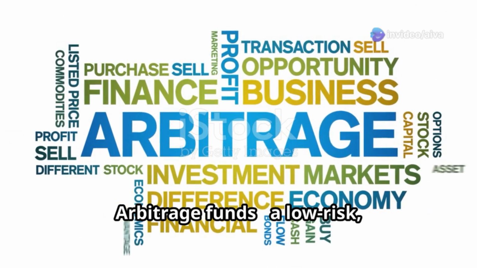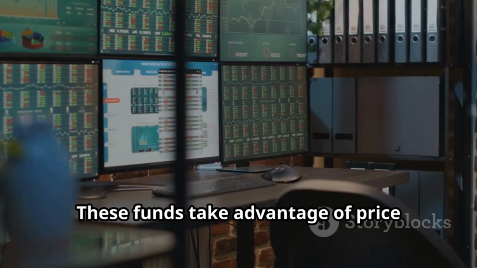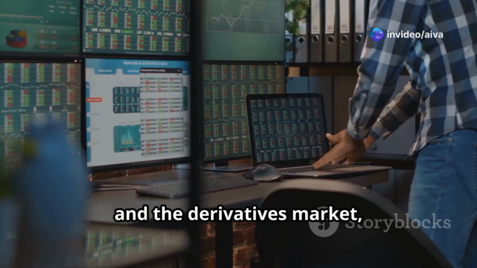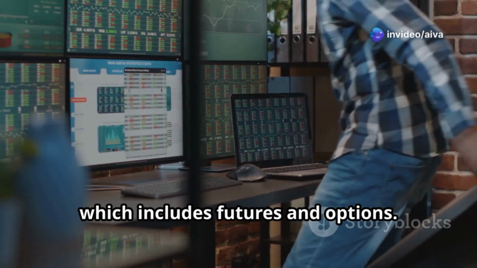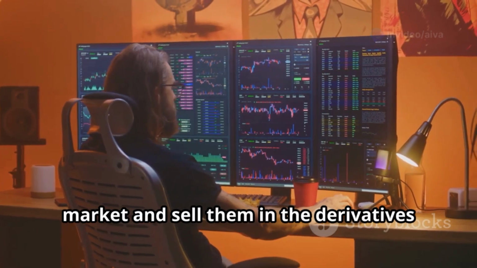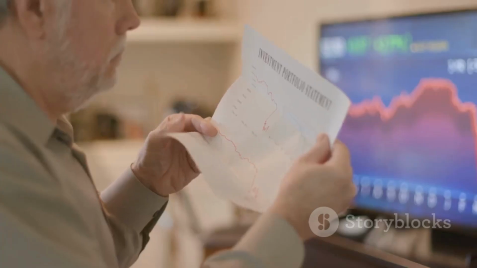Arbitrage funds, a low-risk, high-liquidity option. What are arbitrage funds? These funds take advantage of price differences between the cash market, which is stocks, and the derivatives market, which includes futures and options. Fund managers buy stocks in the cash market and sell them in the derivatives market at a higher price, making a risk-free profit.